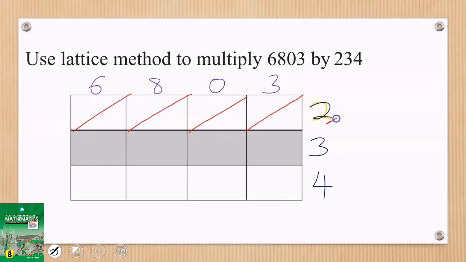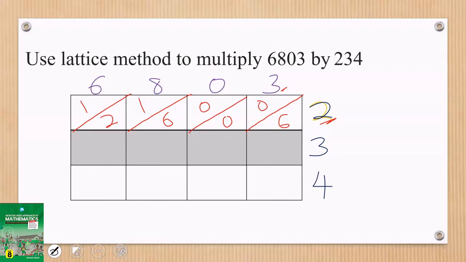So we start with 2 times 3 here will give us 6. So that will be 0, 6. And 2 times 0 is 0, so you put 0, 0 down there. 2 times 8 is 16, so you write 1 and 6. Then 2 times 6 is 12, you write 1 and 2. We're done with the first part.